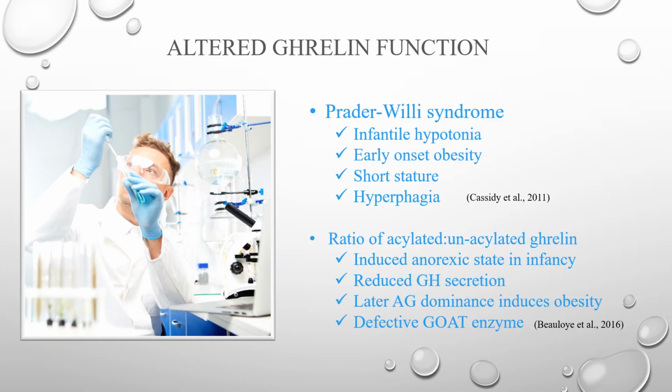Ghrelin function may be altered in the case of disease. A disease such as Prader-Willi syndrome is characterised by infantile hypotonia or an abnormally low level of muscle tone. It is also known as floppy baby syndrome.